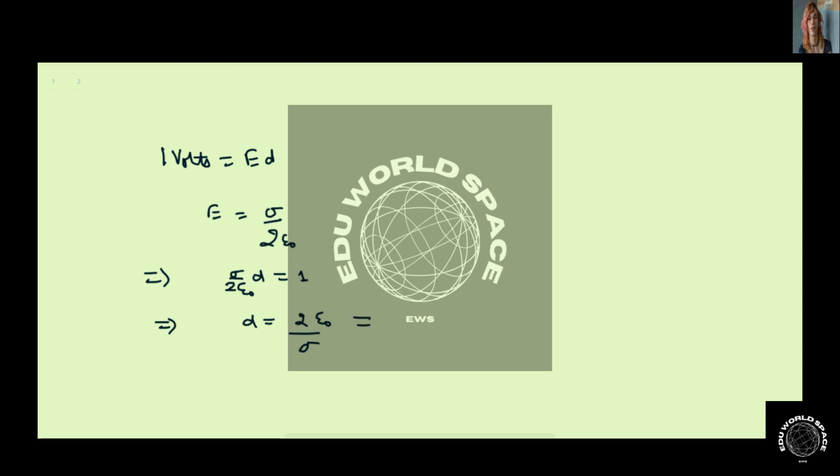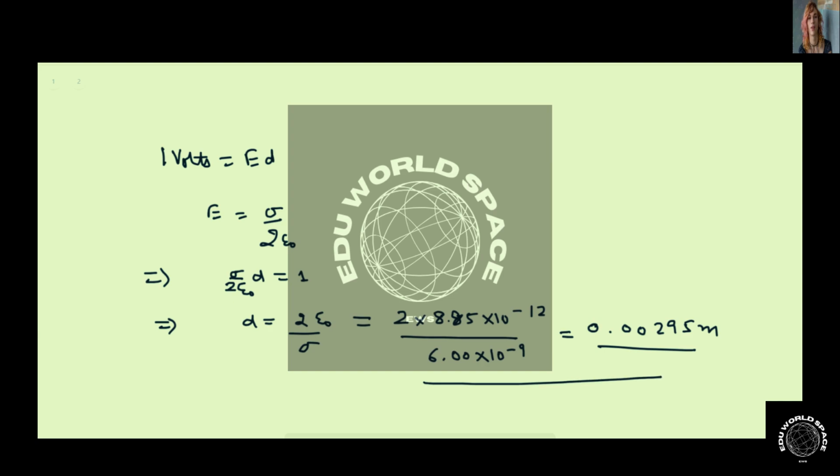So put in the values here. We have 2 times 8.85 times 10 to the power minus 12, over 6.00 times 10 to the power minus 9. So we have the value here equal to 0.00295 meter. Using a calculator I have found out the value here. So the distance is this one.